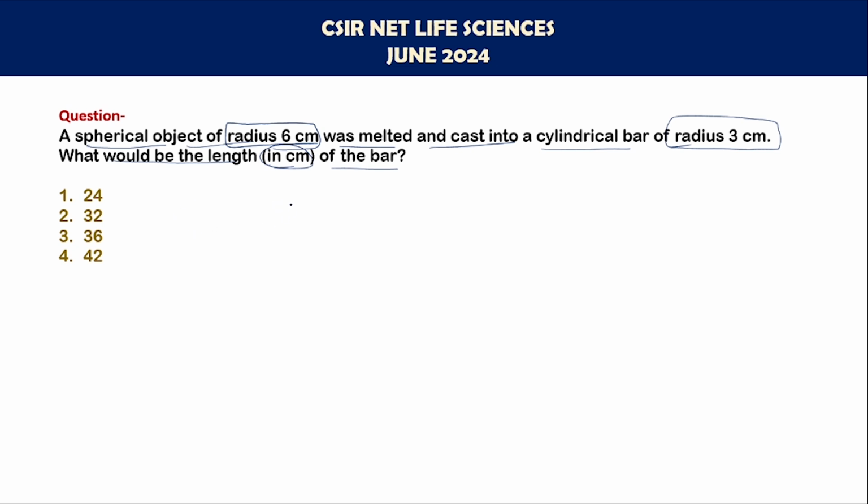Now they have said that this is a spherical object. It is having a radius of 6 centimeter and it is melted and cast into a cylindrical bar. Okay, this is the bar they have made, and now its radius is 3 centimeter. Okay, what would be the length? They have asked the length. What is the length of the cylindrical bar?